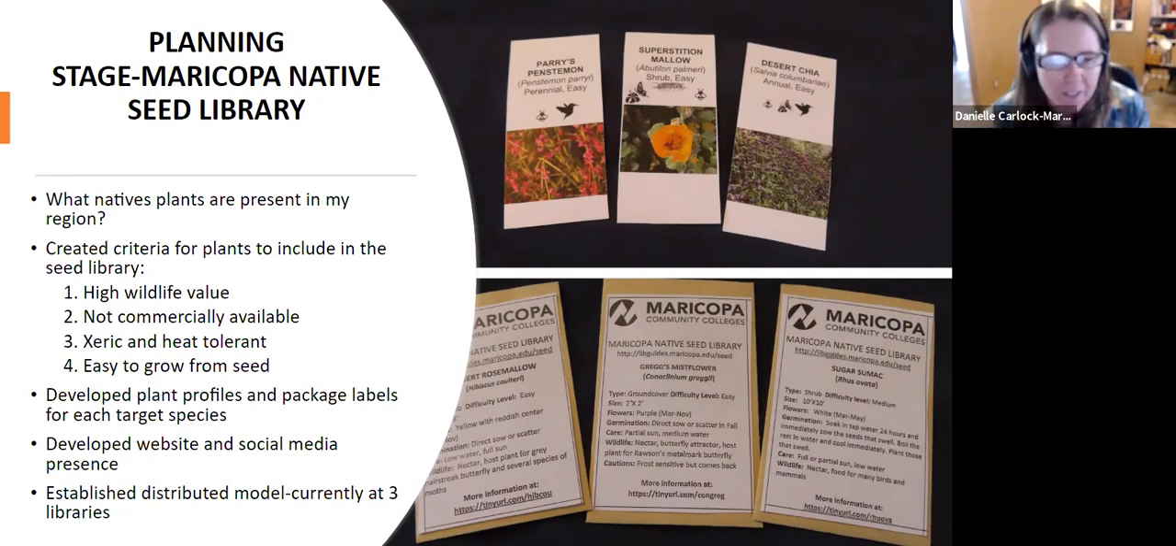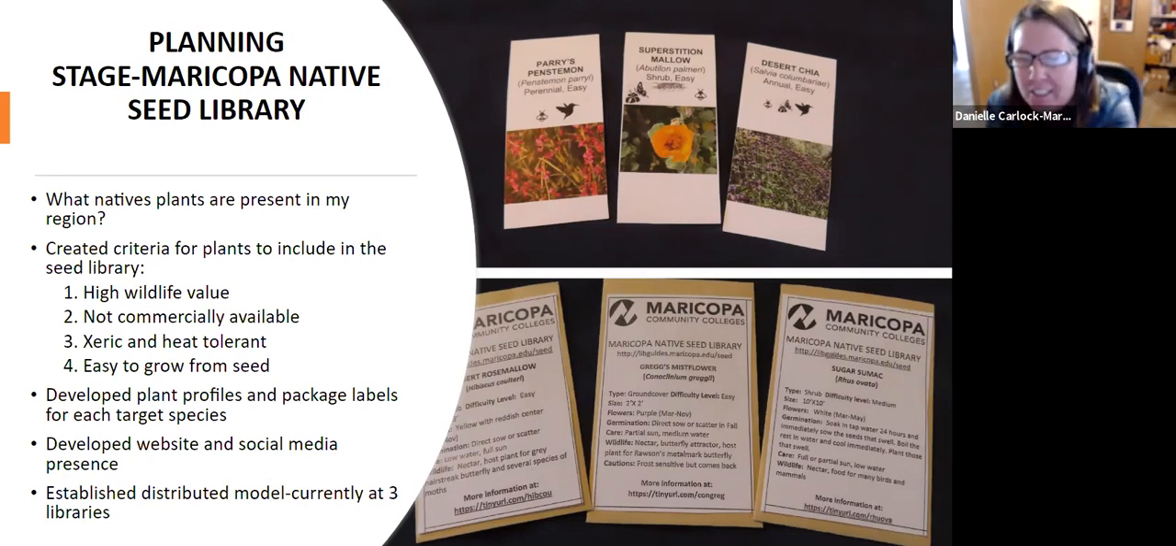And so I'll show you on the next slide a picture of a plant profile where I have on the website a larger profile of the plant. But on this slide, you can see at the top where it says Parry's penstemon and superstition mallow, those are dividers that I use in the seed display. So folks can quickly thumb through and see, oh, it's a perennial, oh, it's easy to grow, or some of them are medium, some of them are difficult. And then there are little icons, a bee icon, a bird icon, so you can see what it supports, and then a picture of the plant.